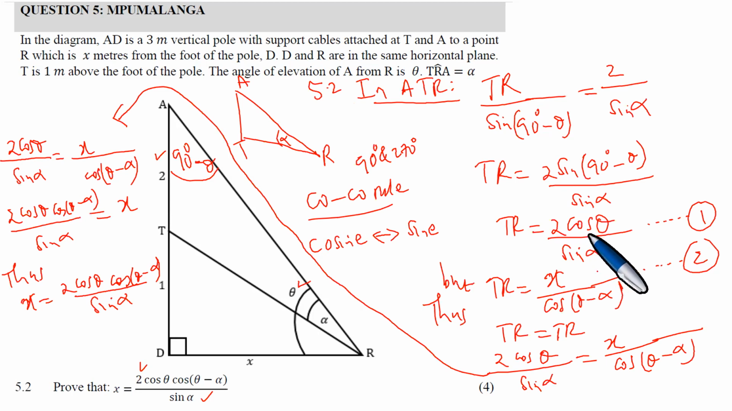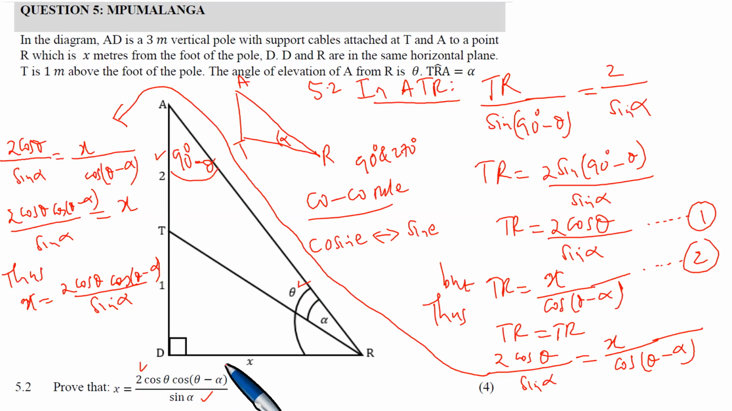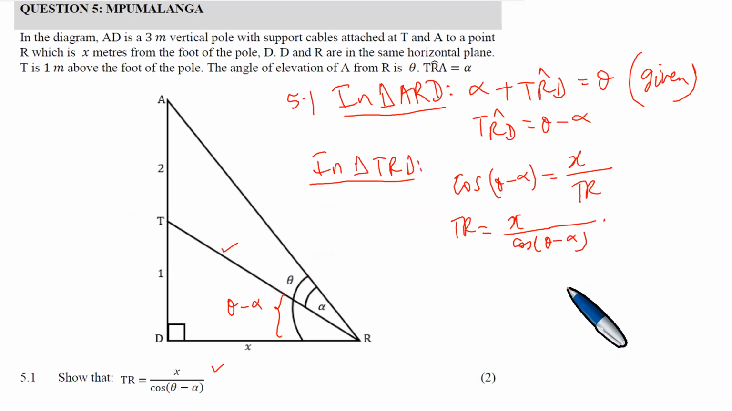But for this formula it was 2 cosine theta, TR is 2 cosine theta over sine alpha, is it? Which formula are we using, sir? Let me just see what we have. Okay, there are many formulas. Right. I agree. There are many formulas. So you can use any of them. Like you can use this one as well. Like TR is X over this, you know?